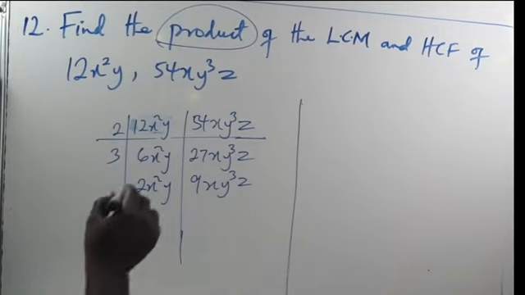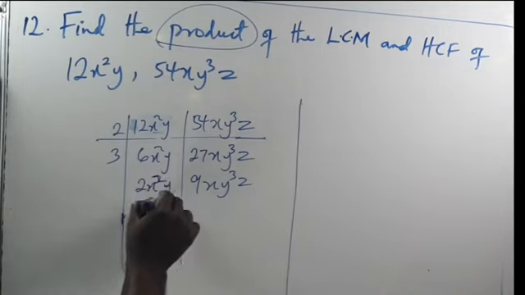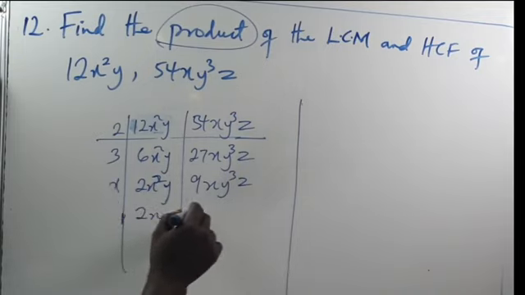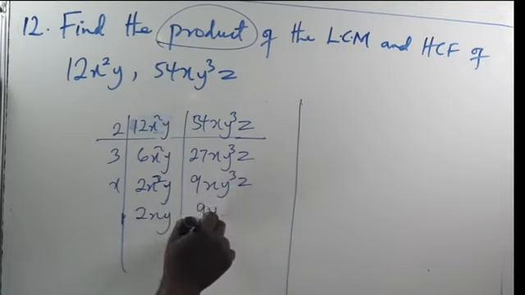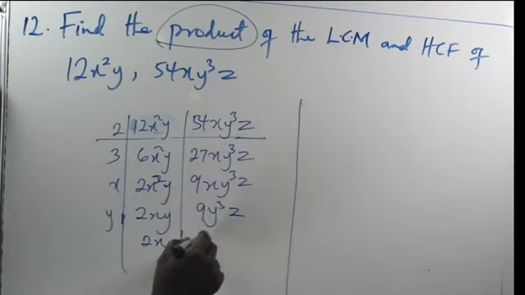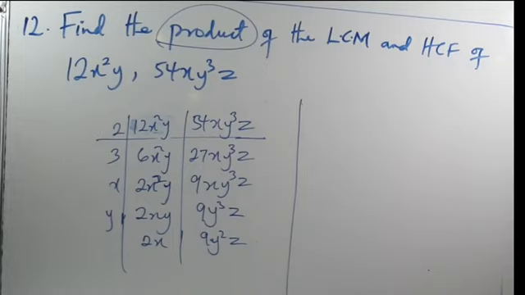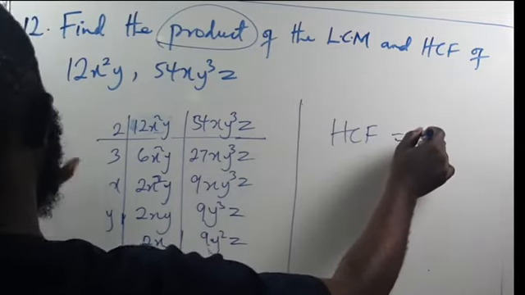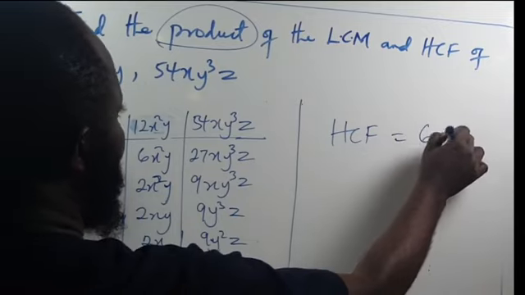So we look for the next variable, which is x. X can go, that will be 2xy. Then 9x has gone, which means y cubed z. Then what can go again? Y can go, that is 2x, 9y squared z. We don't have any other thing that can go again. So that means the HCF is equal to 2 times 3, that will be 6xy.